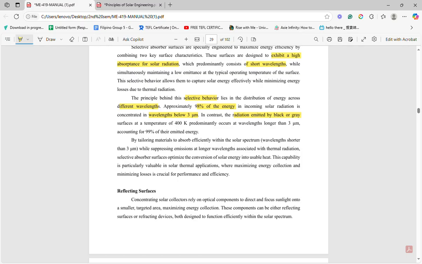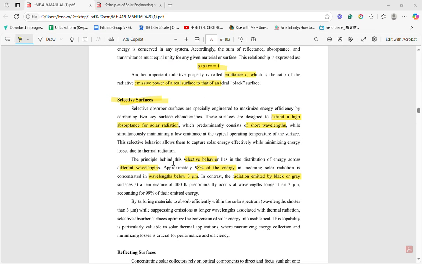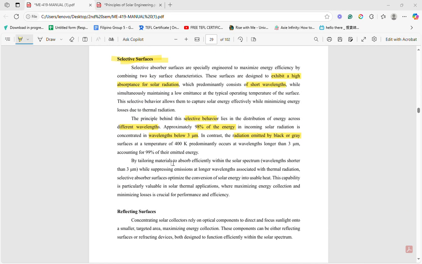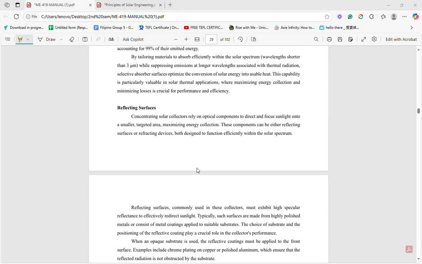An application of this is in our solar thermal collectors, where we use black chrome or black nickel and titanium oxide coatings. And for our photovoltaic system or our solar panels, we use semiconductor materials, which are silicon. How about reflecting surfaces?